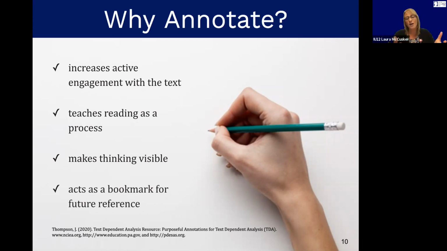It also functionally acts as a bookmark for future reference, because as we know, students, and even me myself as a reader, I have a difficult time remembering why I might have highlighted something or which parts of a book or a piece are important to me unless I make physical marks there.